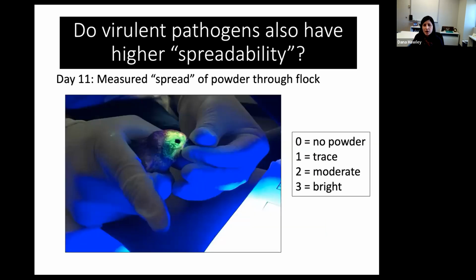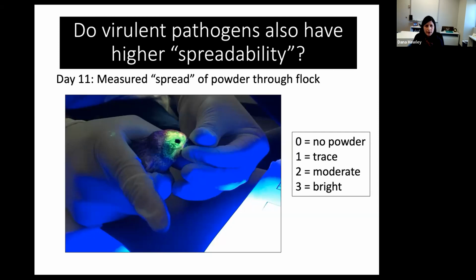And our main measure was measuring how much powder spread to flock mates. So to look at that, we were looking for traces of powder using a UV light. So this is an index bird, so it's a little bit misleading because this bird has a lot of powder, but in the flock mates, we were seeing more of these fine traces on our gloves. So we were scoring these from 0 to 3 in all the flock mates 24 hours after we applied the powder.